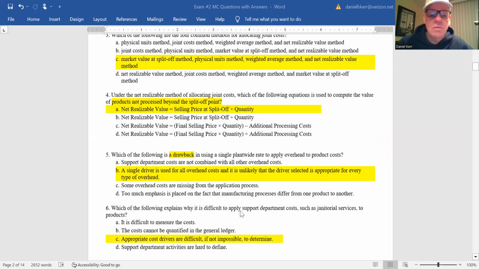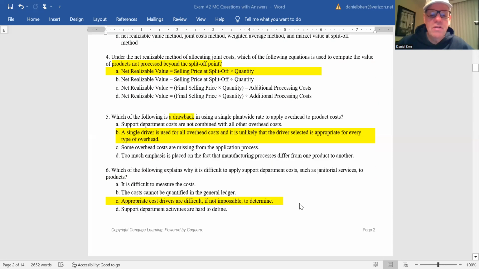Number 6, which of the following explains why it's difficult to apply support department costs such as janitorial services to products? Well, it's often difficult to come up with the appropriate cost driver. So the answer there is C. Again, you have to pick the answer that is the best choice. So answer 6 is C.